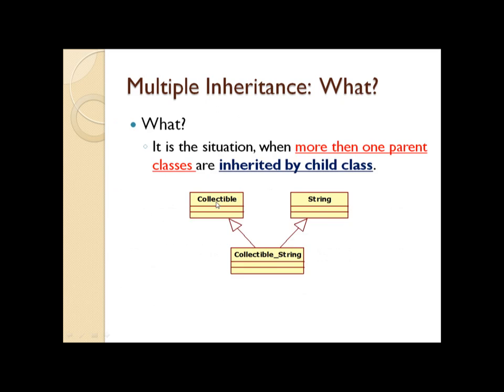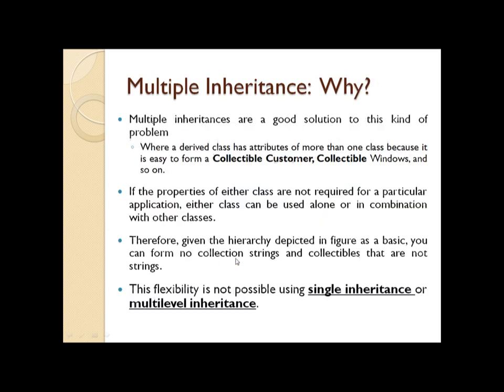That is, here we have written collectible. So this is a collection of something, and at the same time the child wants to use collectible string. So using this type of inheritance, that is multiple inheritance, the features of collectible as well as string can be utilized within the child class. It supports a variety of applications. So using a single class, we can achieve the features of two classes.